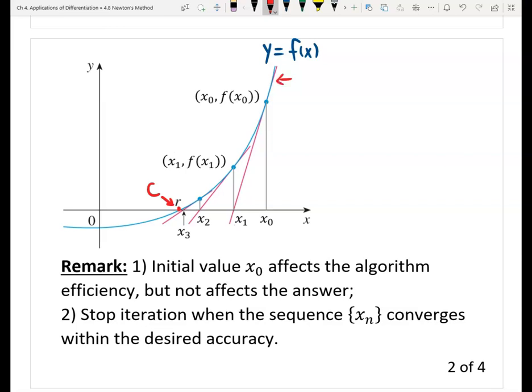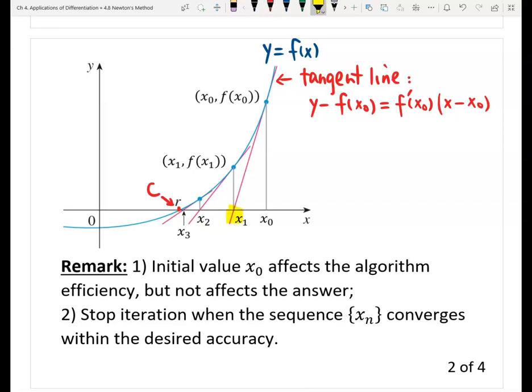I put it here. This is the tangent line, right? So first we need to find the tangent line, which is y minus y0, which is f(x0), equals the derivative, which is just the slope, times (x minus x0). This is the tangent line. And we need to find this x1. So we set y to 0, and this x should be x1.